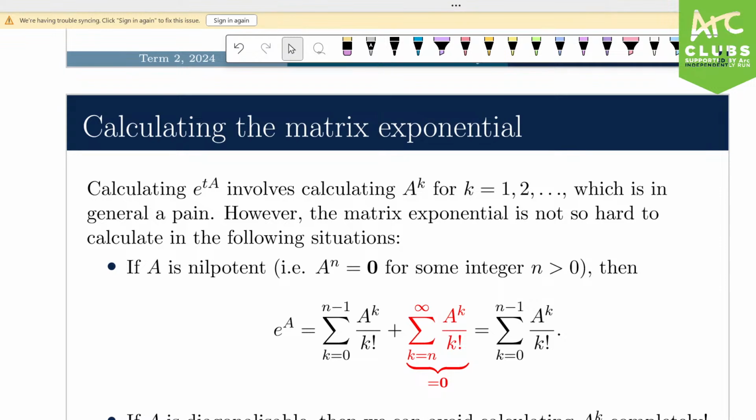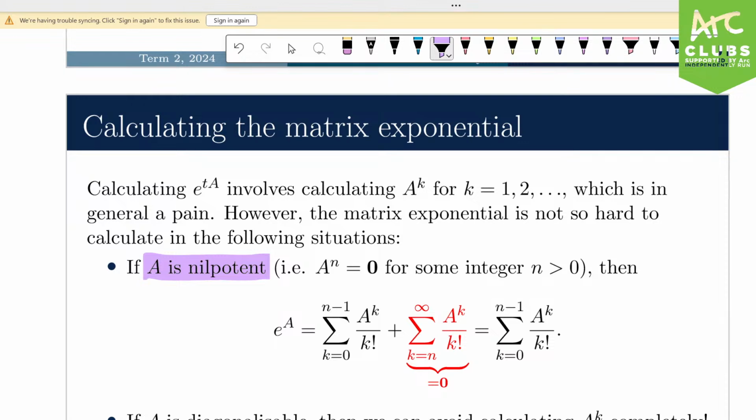So calculating e to the tA requires us to work out powers of matrices, which I don't know about you, I hate doing that. And we want to avoid that like the plague. But there are certain situations where avoiding it is actually not a bad idea, because it's quite easy to do. So if A is a nilpotent matrix, a nilpotent matrix is just a matrix where there exists some integer power that you raise it to, and it eventually becomes the zero matrix. So you could have A as some non-zero matrix, A squared a non-zero matrix, but then you do A cubed and you end up with the zero matrix. So that means it will be nilpotent for, for instance, n equals 3. So A cubed is 0.